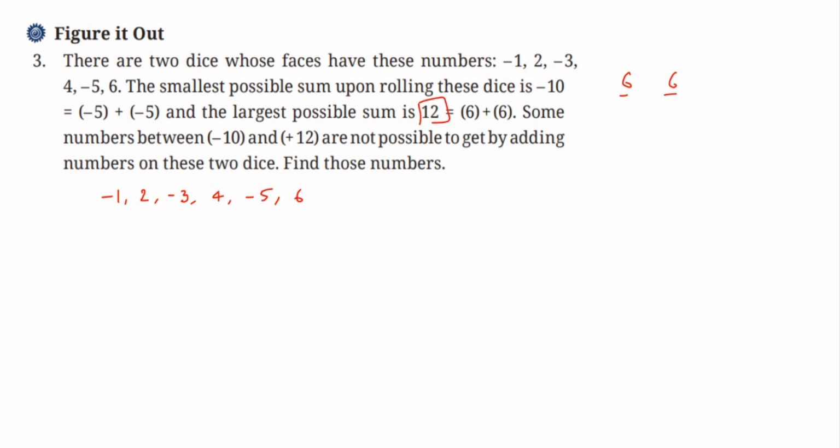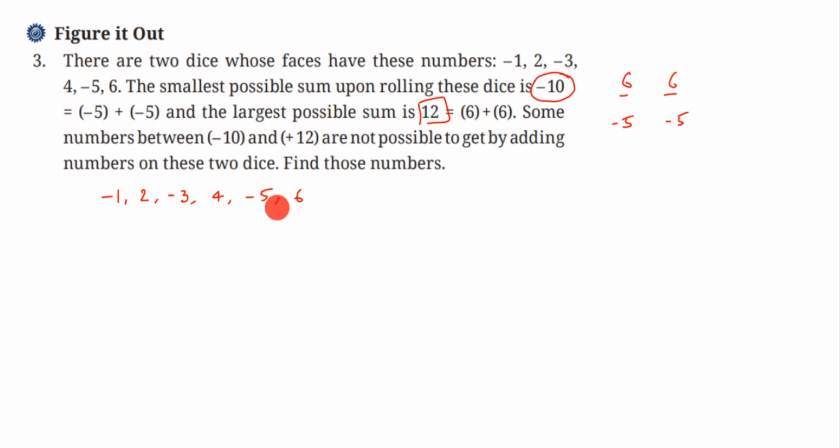The smallest number here is -5. So when you add -5 and -5, because if we have -5 on one die and -5 on the other die, when we add this we get -10, and that's the minimum. And when we add all the other numbers here, we get different combinations, and they have said that there are a few numbers which are not there between -10 and 12. We have to find out all those numbers which are not there after adding up all these numbers. This means we have to try all the combinations and check.